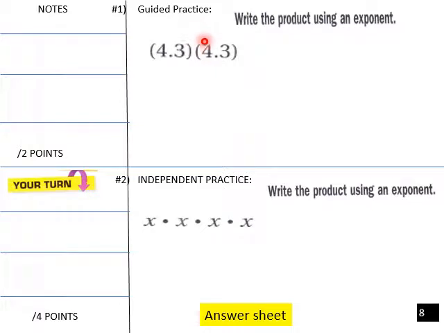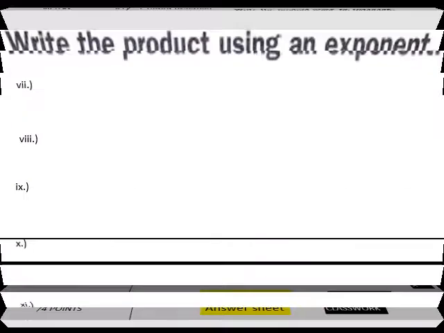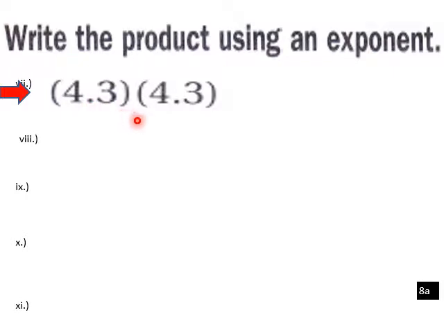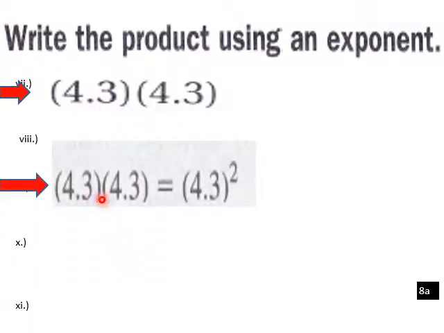Okay, so our first guided practice here. Write the product using an exponent. So there's our first problem there. Students, this is yours. Do that one on your own. We'll go ahead and do the guided practice. Write the product using an exponent. So 4.3 times 4.3 would be the same thing as 4.3 to the 2nd power.